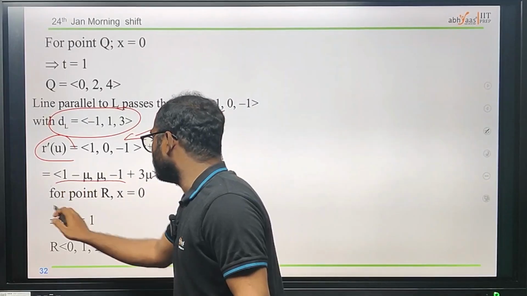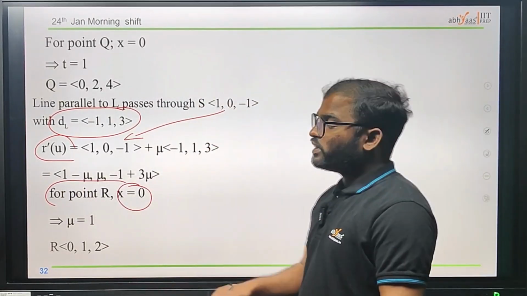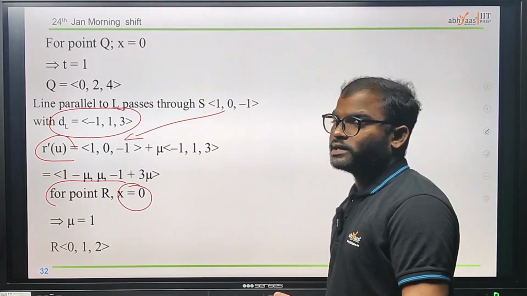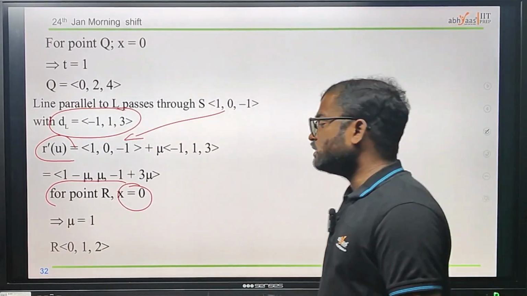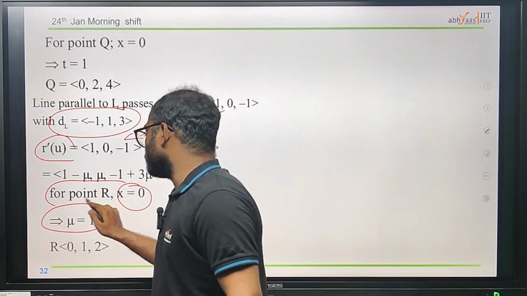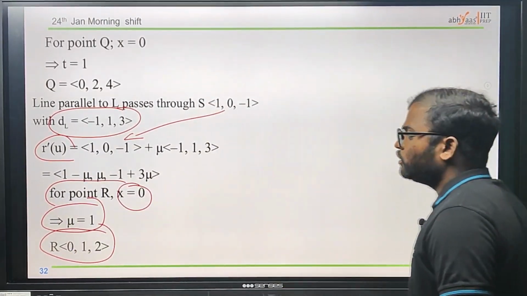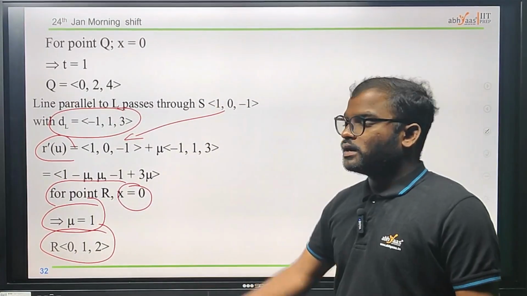Okay, for point R, x is equal to 0. Why are we putting x equal to 0? Because they already said it is in the yz plane. That means that x will be 0. Therefore that's how we got mu equal to 1. Therefore R is the point 0, 1, 2. Therefore we got the Q point and R point.